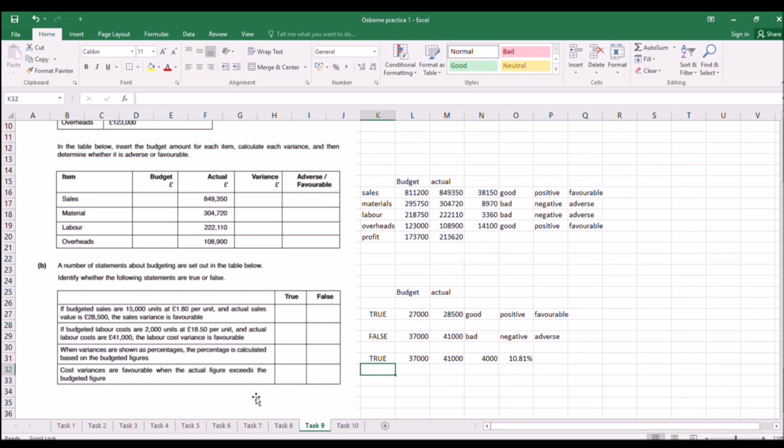Cost variances are favourable when the actual figure exceeds the budgeted figure. No. Let's go through this again. The actual cost exceeds the budgeted figure, so we spent more than we wanted to. That's bad, so that would be negative, which would be adverse. They're saying that's favourable, so that would be false. Okay.